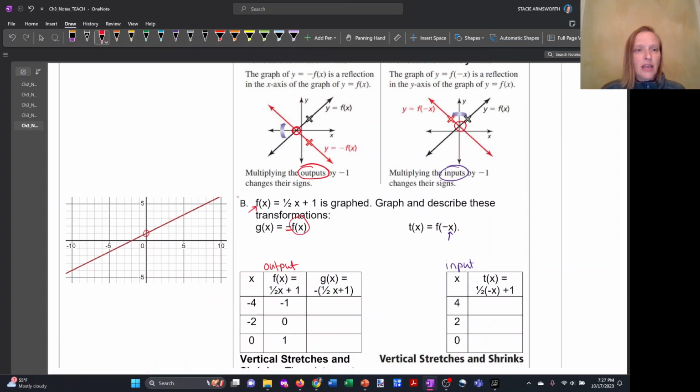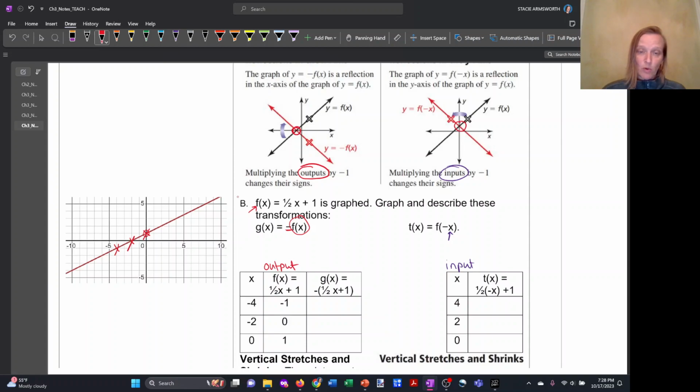If we start with the point -4, the y value is -1. When the x value is -2, the y value is 0. And when the x value is 0, the y value is 1. So we've plotted 3 points on this original line. And that's going to help us compare when we plot a few points on the g function here. I'm going to do everything that I did for the original function, but I'm going to multiply my answer by -1.